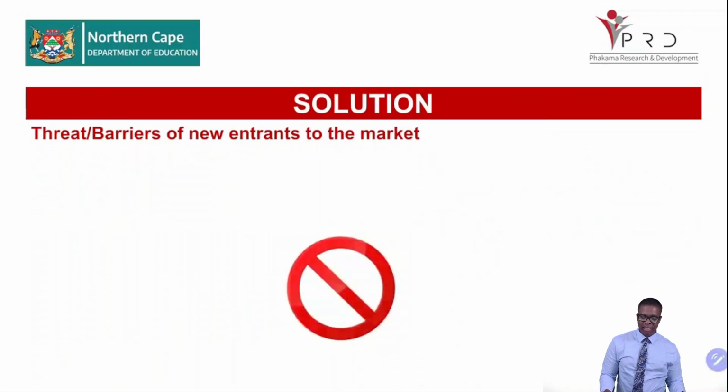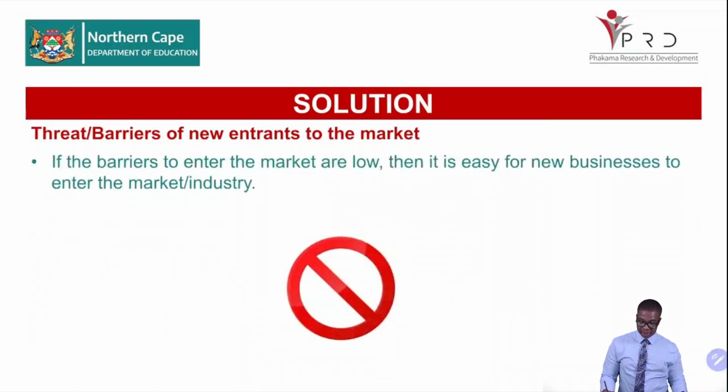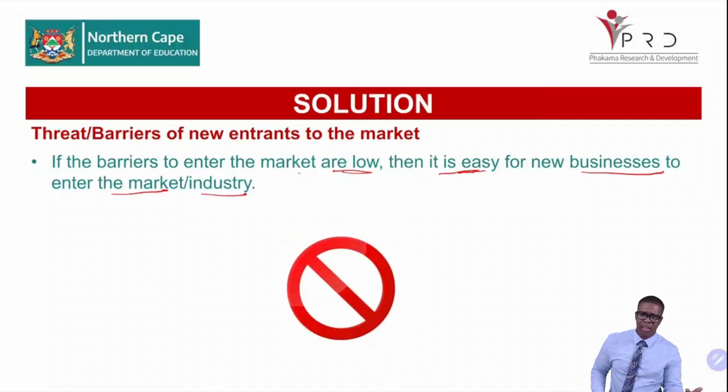Then, barriers of new entrants to the market. If the barriers to enter the market are low, what is a barrier? A barrier is like a gate. So if the gate is easy to open, then we say the barrier to enter that market is low, because it's easy for a new business to start selling what other businesses are already selling. Then it is easy for new businesses to enter the market or industry. For example, a lady selling fat cakes.